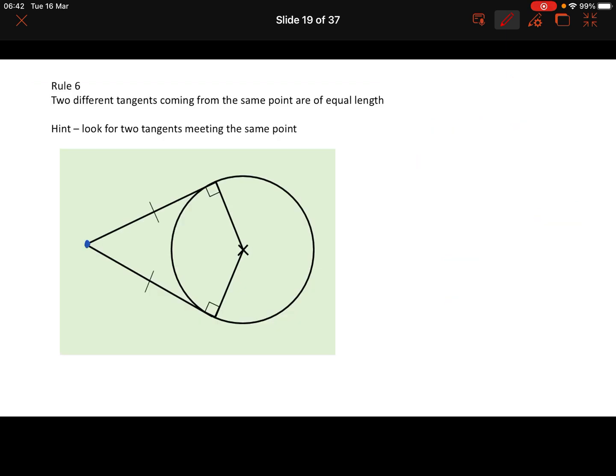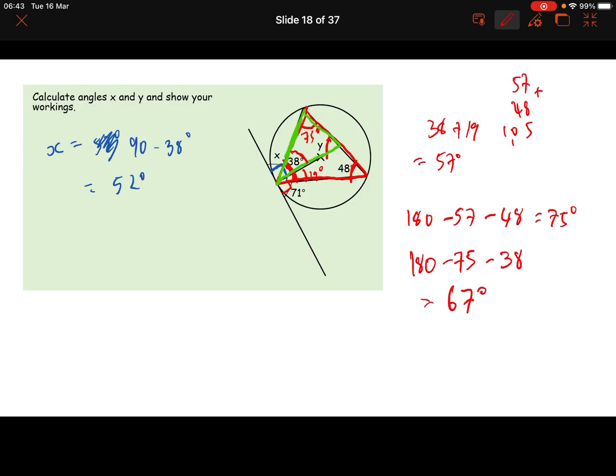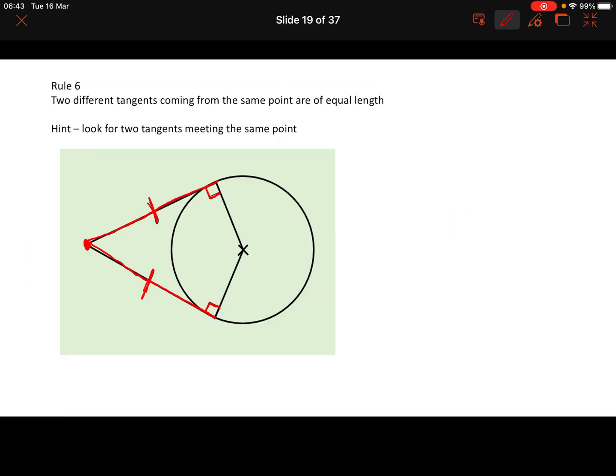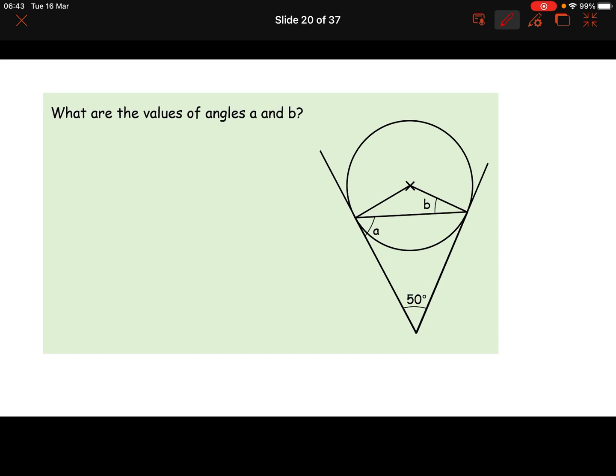Rule 6. Two different tangents coming from the same point are of equal length. So here is a point. If I make a tangent to the line in this way and a tangent to the line in this way, then these two lines must be equal to each other, and between that and the radius we're going to get 90 degrees. That's the rule we've just learnt before, okay? The tangent meets a radius at the circumference, we get a right angle. So that can be useful. What are the values of angles A and B?